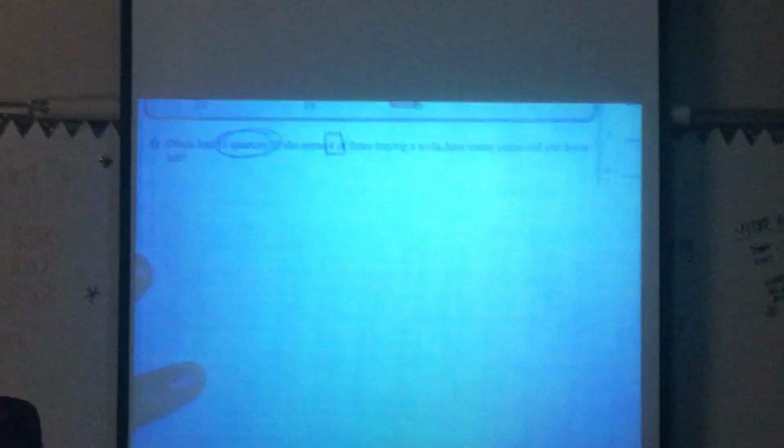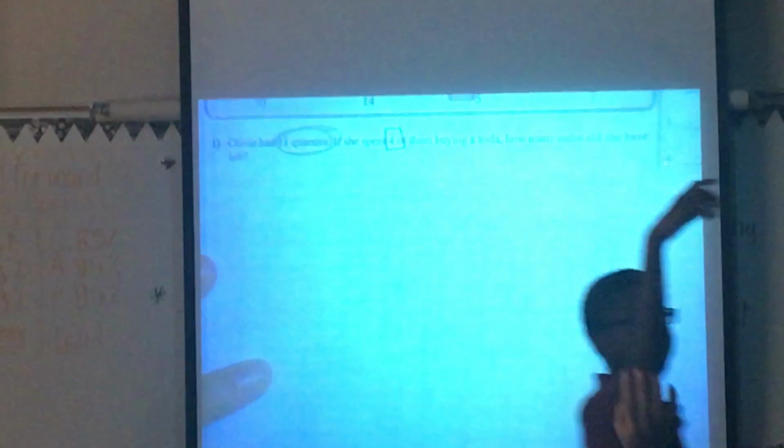And if she spent 4, would I be adding, subtracting, multiplying, or dividing? What operation would I be using? Subtracting. Oh, I'm looking for a quiet hand.